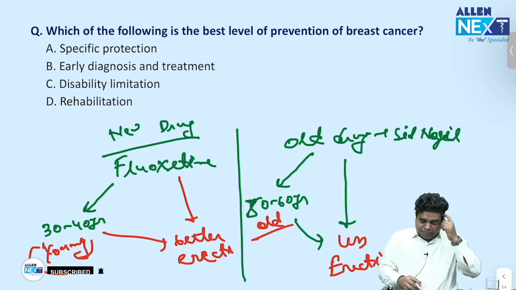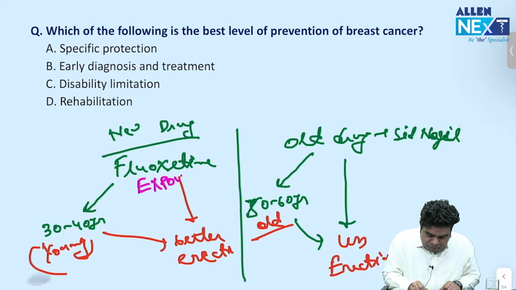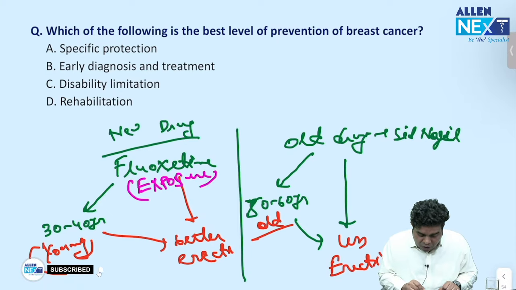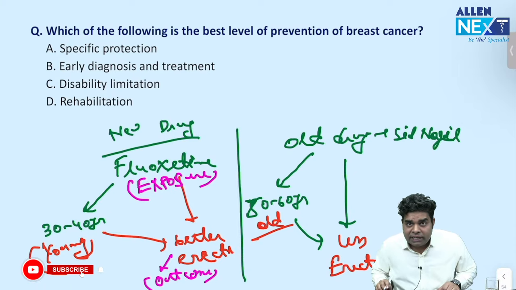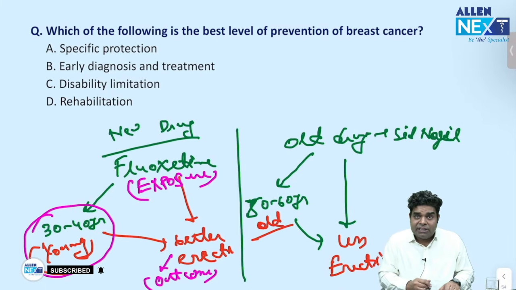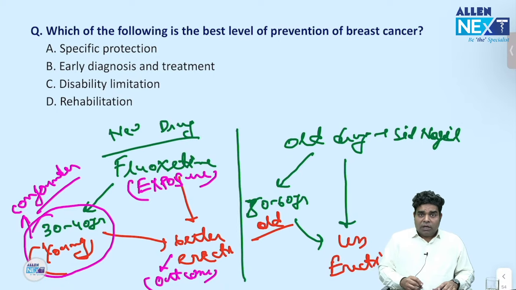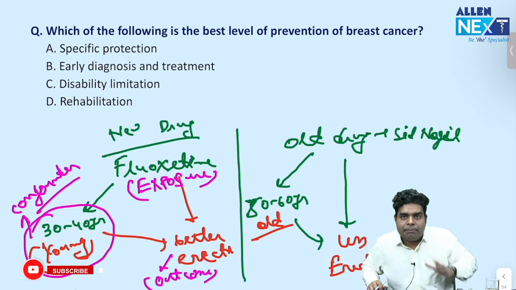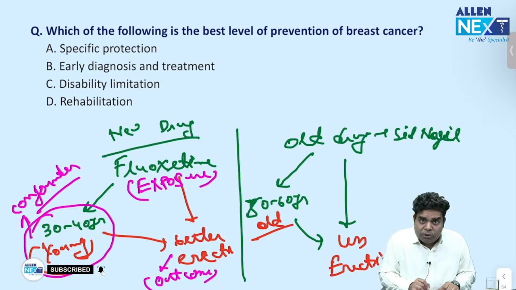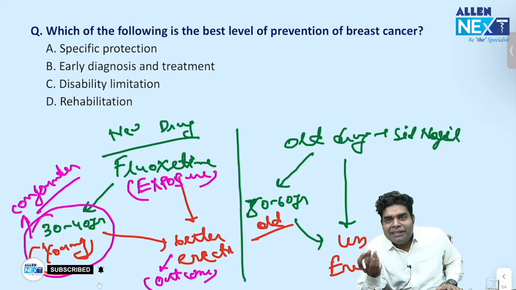Now see, in this story, fluoxetine is the exposure, the reason which is causing better erection or delayed ejaculation. No, not better erection, but delayed ejaculation. So this is the outcome and exposure is fluoxetine. Here, 30 to 40 years young age is the confounder. Why is it a confounder? Because it is related to both exposure and outcome. Second point was, confounder does not come in the causal pathway. It means even if it is not given to young people, fluoxetine will anyway delay ejaculation, and because ejaculation is delayed, erection will be longer.